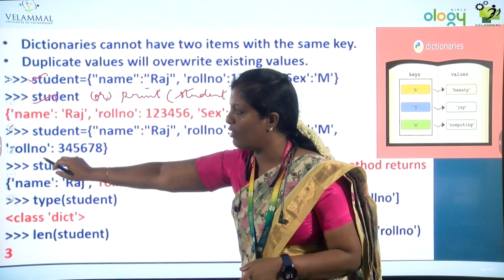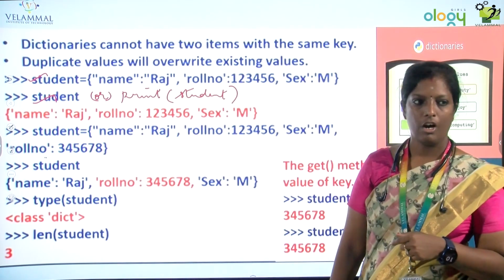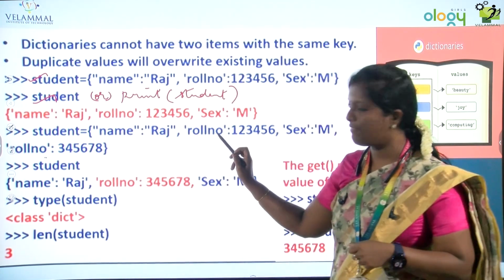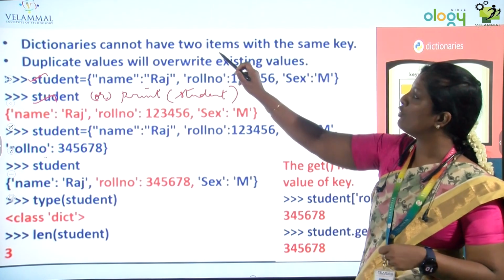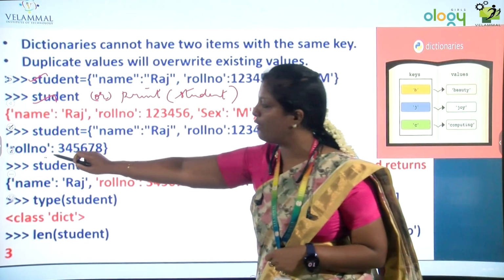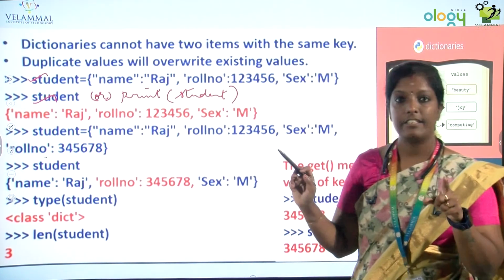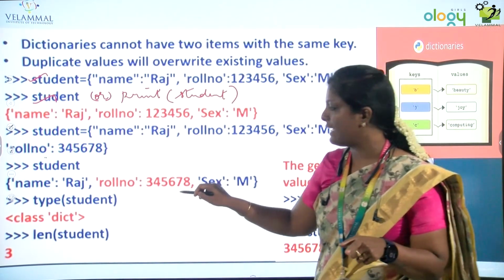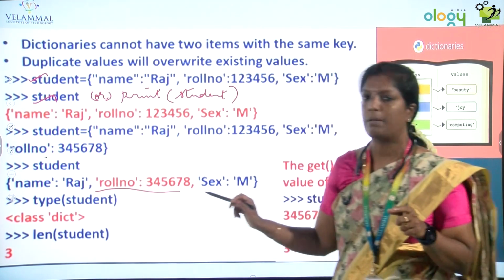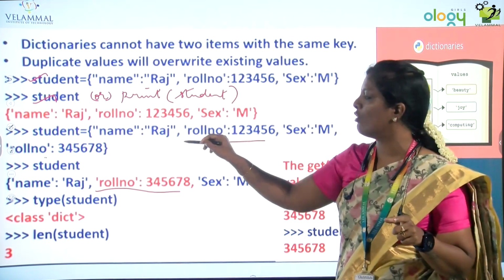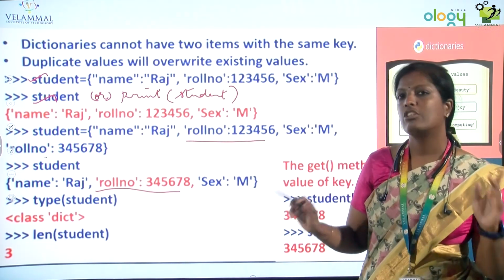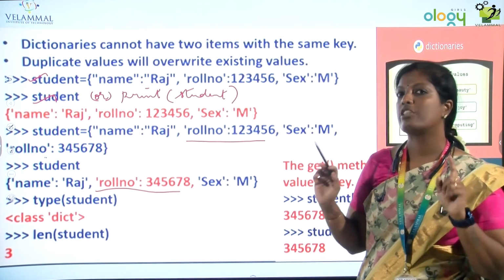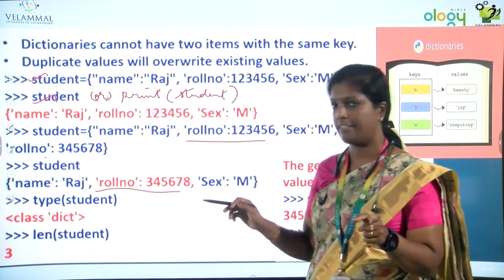once again roll number. Here roll number is already given as a key value pair. Now I'm going to give two items with the same key value, right? Now what should the answer be? When I'm trying to print it out, what will it give? The updated roll number only will be displayed. The old roll number will not be displayed. So this is what you have to remember when you are talking about dictionaries, right?